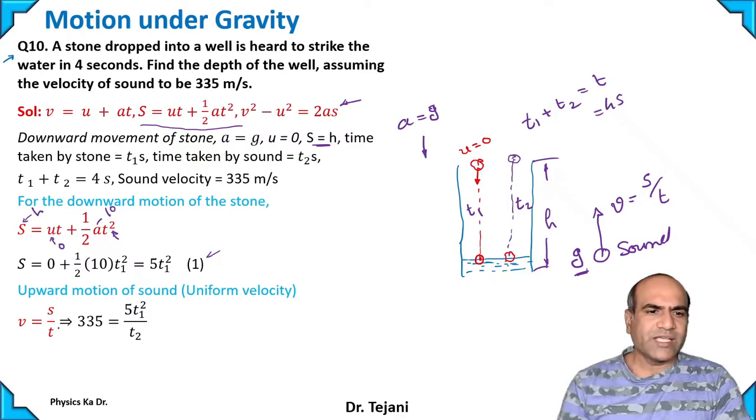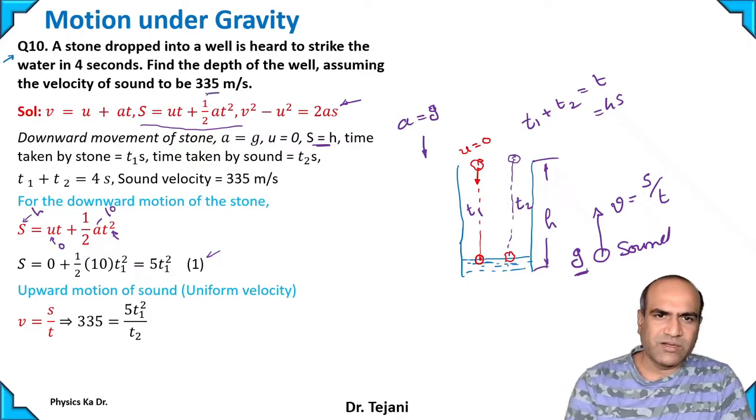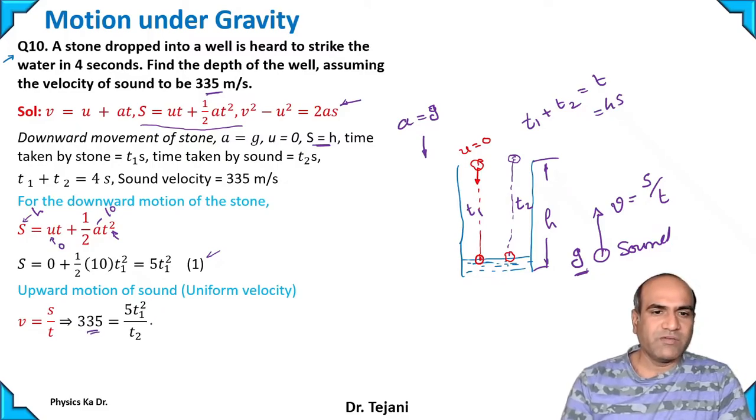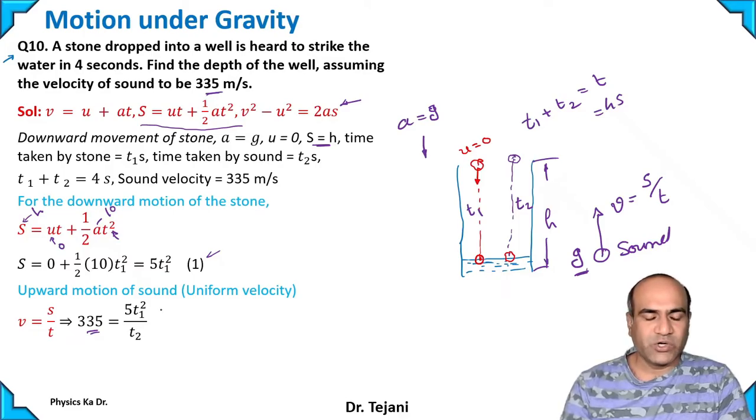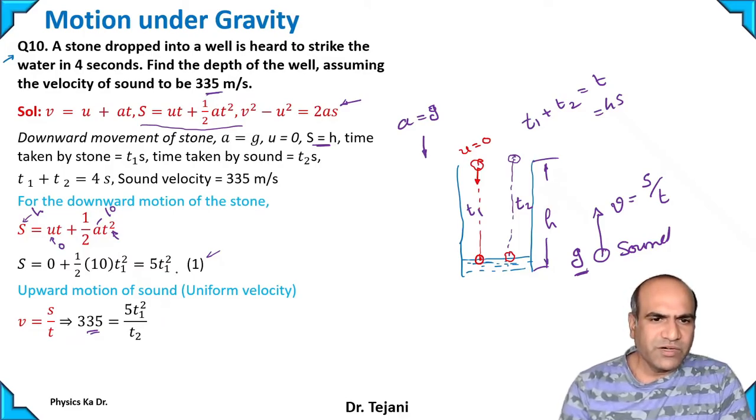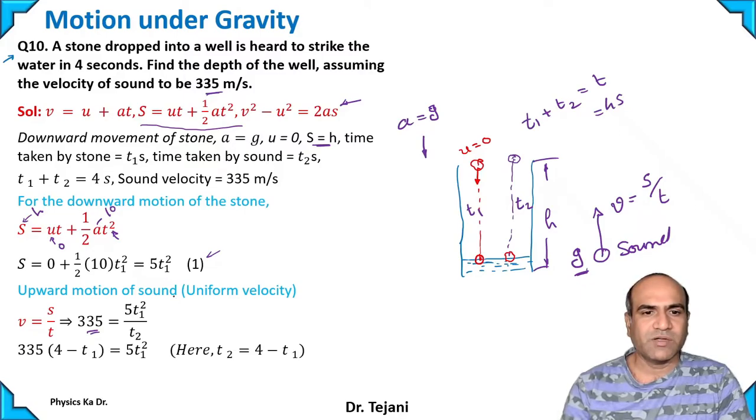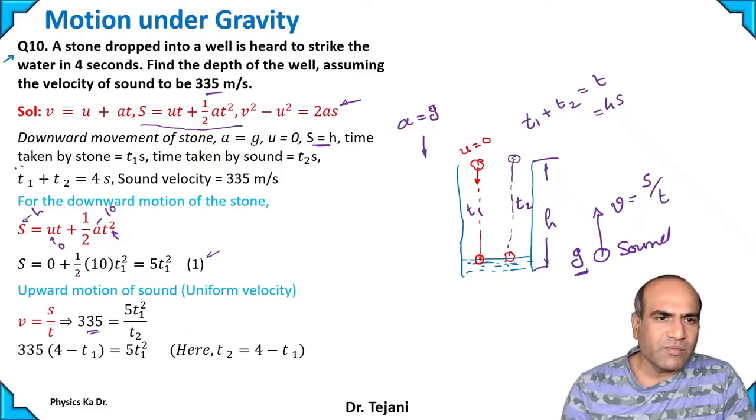So v is equal to s by t, and the sound velocity is given as 335 meter per second. If it is not given, you remember. And it becomes 5 t1 square divided by t2. Do we have the value of T1 here? Yes, we have equation number 1, we have equation number 2, and also we have T1 plus T2 is equal to 4 second.